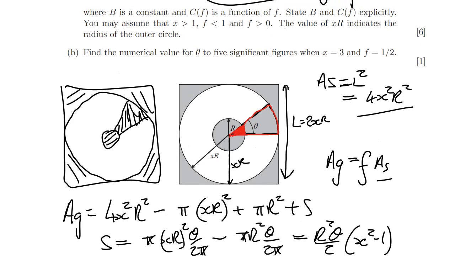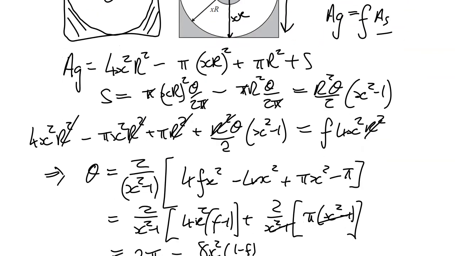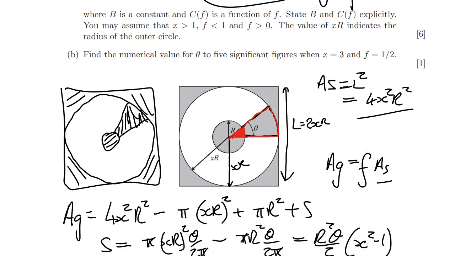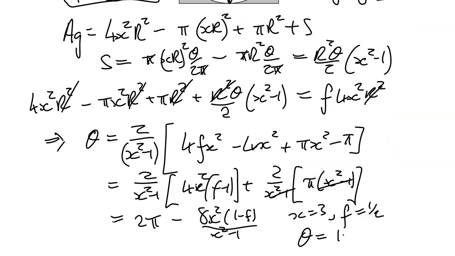Next part of the question wants us to find a numerical value for theta if x is 3 and f is a half. X is 3, f is a half. This is basically a free mark, provided you do it to the right number of significant figures. How many does it ask for? 5. So simply type this into your calculator and you should get 1.7832.